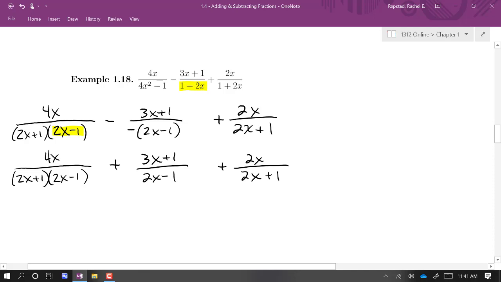Okay, so now we set about trying to add factors that might be needed. The first fraction needs nothing, right? There's nothing present in the other two denominators that's not already present in the first one. The second fraction needs a factor of 2x plus 1. The last fraction needs a factor of 2x minus 1.